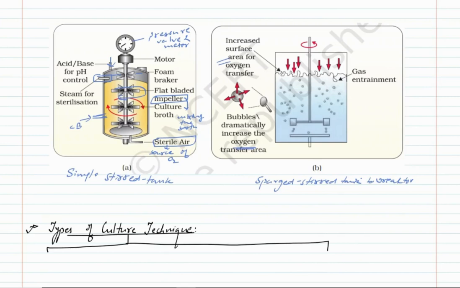So in case of bacteria or cells which require a very high amount of oxygen, we can use a stirred tank bioreactor. However, a simple stirred tank bioreactor is the most commonly used type of bioreactor because it has acid base control, it has steam for sterilization, and we can continuously add the culture broth. It has many advantages over this simple type of sparged stirred tank bioreactor. Now, depending upon the bioreactor used, there can be two types of culture techniques. One is known as a continuous culture and the other is known as a batch culture.